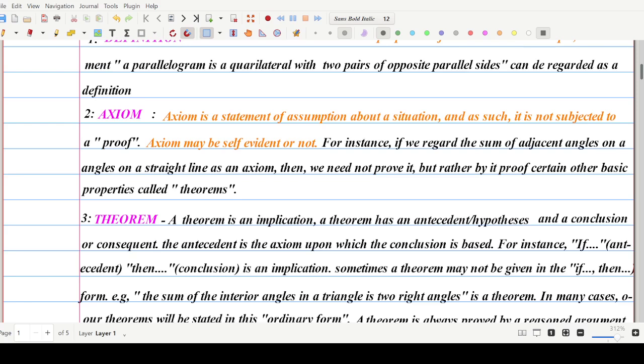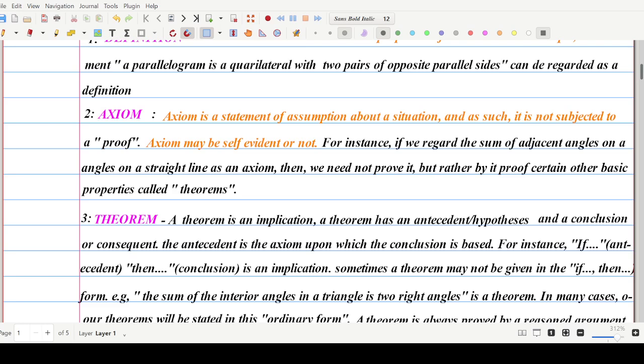Now let's look at the definition of a theorem. What is a theorem? A theorem is an implication. Now, a theorem has an antecedent, or you call it hypothesis, and a conclusion. So you can say an implication is a statement that consists of an antecedent and a conclusion. So such a statement is called a theorem. Before that, let's look at this other aspect. You can call the conclusion a consequence. It's still the same thing. So a theorem is an implication in summary.